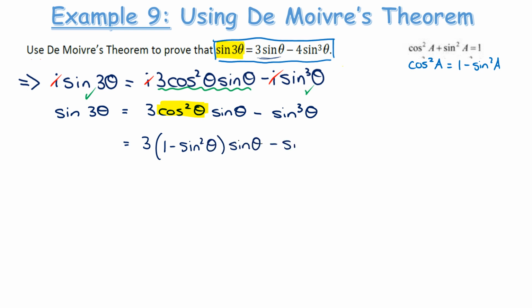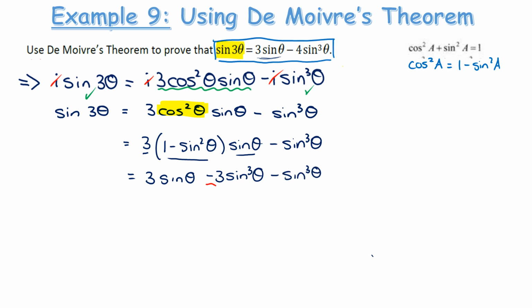minus sine cubed theta, and we get 3 sine theta. So just be careful multiplying 3 by the whole bracket by sine theta. You can do 3 sine theta if you prefer to move it in front of it. So I'm doing 3 by 1 by sine theta, and 3 by minus sine squared theta by sine theta. So that's minus 3 sine cubed theta minus sine cubed theta.